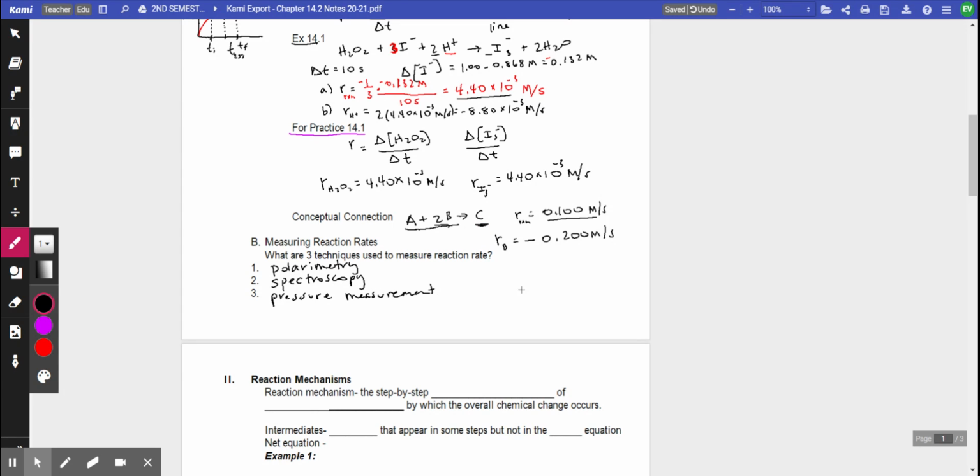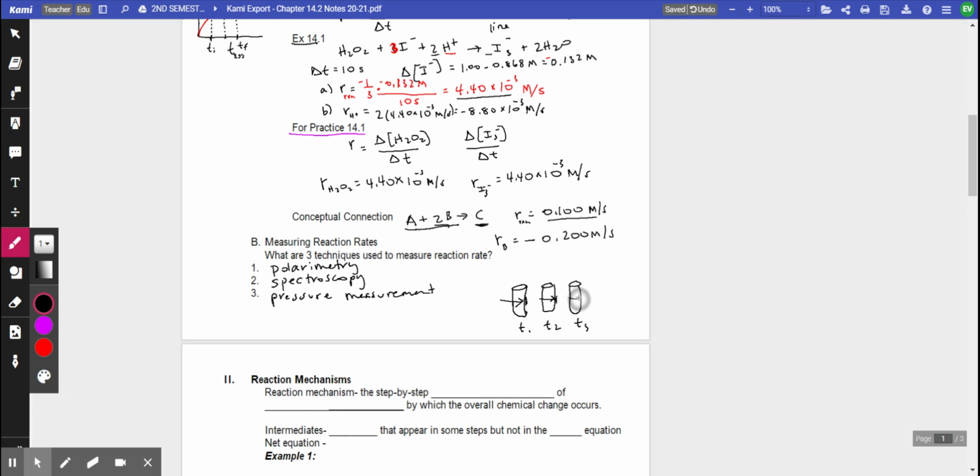Spectroscopy is the most common one, and that is where we take a bunch of samples of the reaction at various times. So let's say this is T1, T2, and T3. We shine light through the sample and we detect how much light is able to pass through, which is called the transmittance, or sometimes we can measure how much light is absorbed by the sample, which is called absorbance.